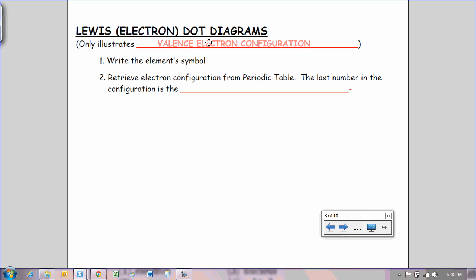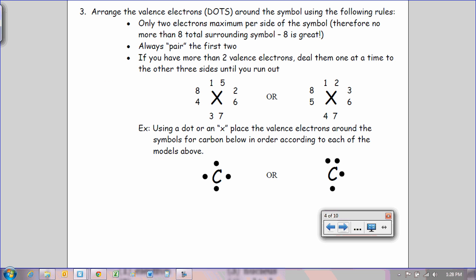They only illustrate the electron configuration for the valence, so they only show you the outside electrons. Then we write the element symbol, and we retrieve the electron configuration from the periodic table. The last number in the configuration is the number of valence electrons. Okay, so we would write the element symbol, and then we just put the valence electrons around the outside. Here's how we do it.